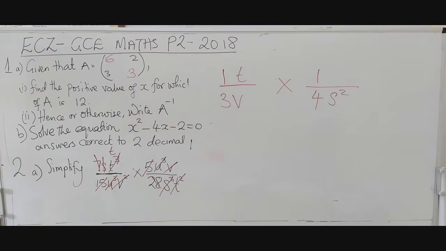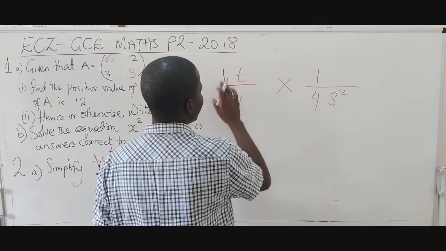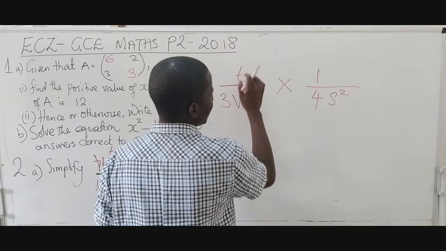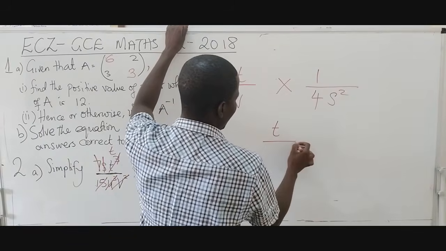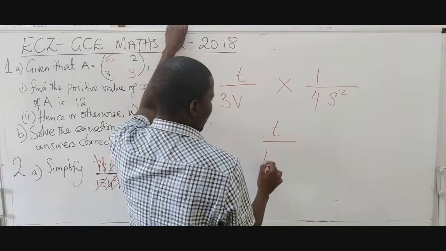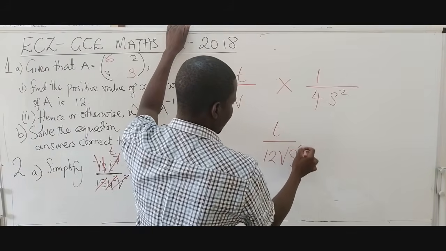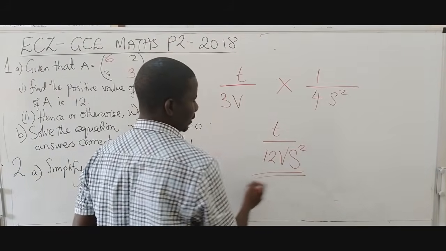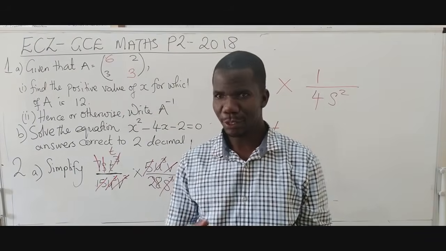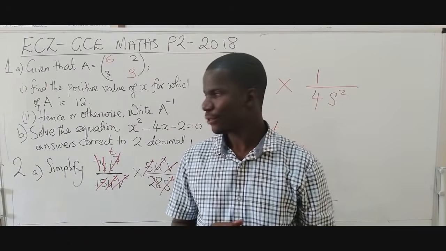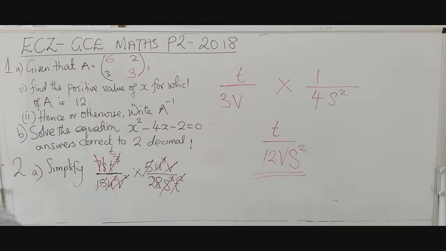So now at this point you can multiply. 1t is the same as t. So when you multiply t by 1, you get t over 3 multiplied by 4, you get 12 v and s squared. This is what you are going to get as your answer. So let's go to 2b.